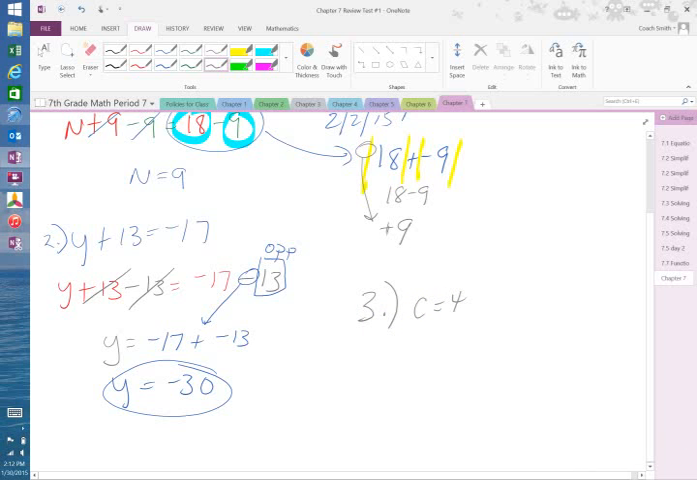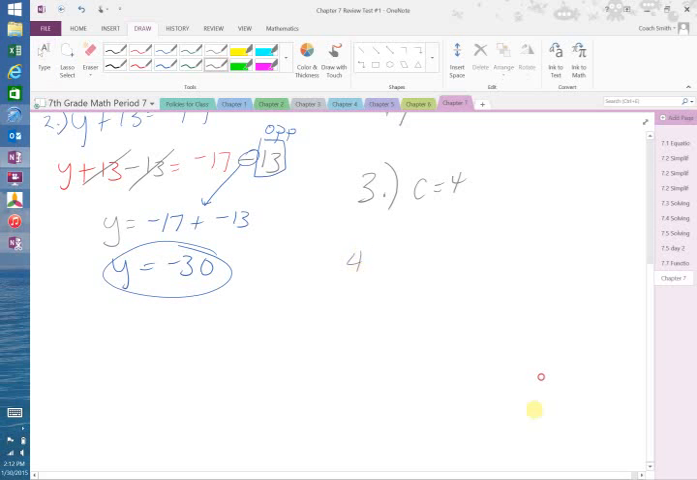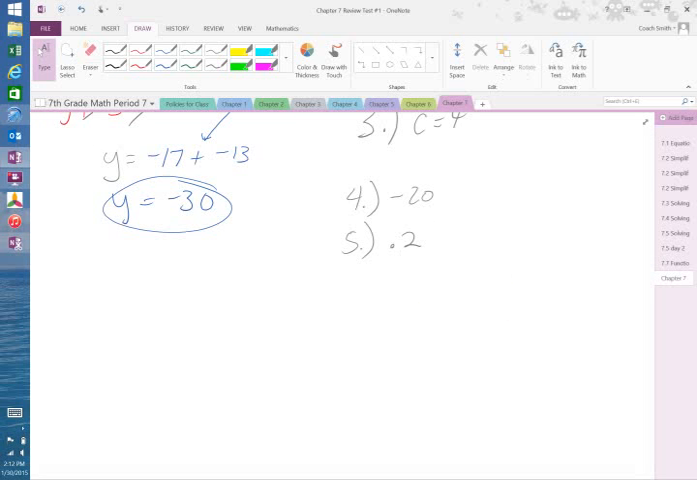All right, I'm going to skip number 4, and we're going to go to number 6. So I'm skipping 4 and 5. I will give you the answers. 4 is negative 20, and 5 is 0.2. So you can work those over the weekend and get to those answers. Number 6.